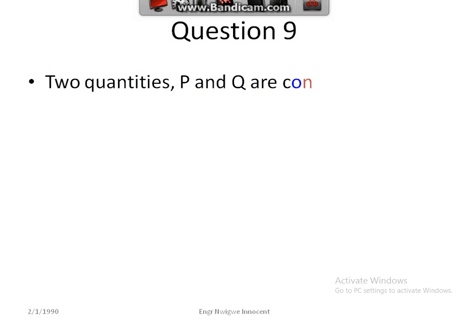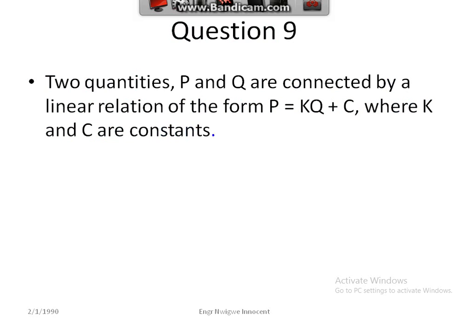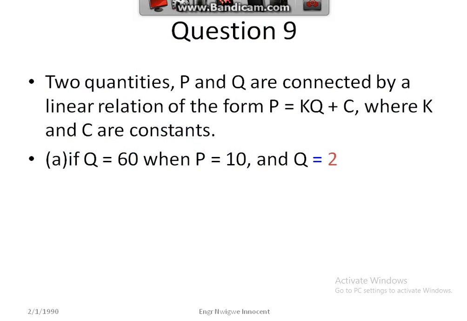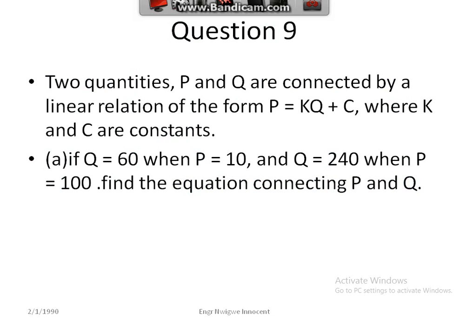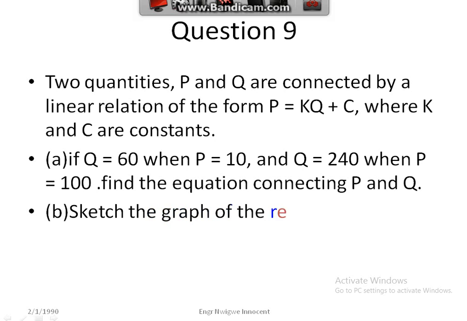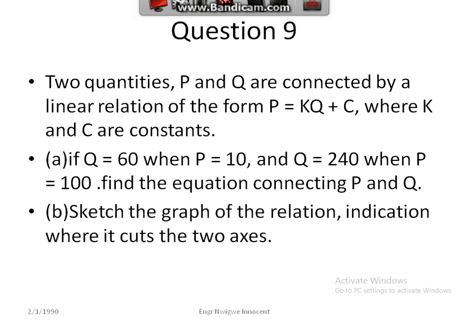Question 9. Two quantities P and Q are connected by a linear relation of the form P equals KQ plus C, where K and C are constants. If Q is equals to 60 when P is equals to 10, and Q equals 240 when P is equals to 100, find the equation connecting P and Q. B. Sketch a graph of the relation indicating where it crosses the two axes.